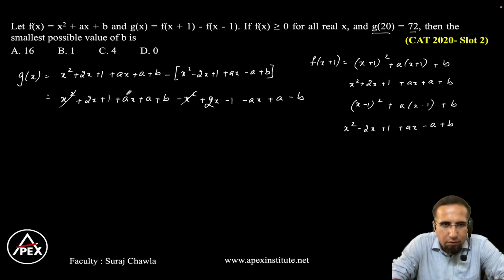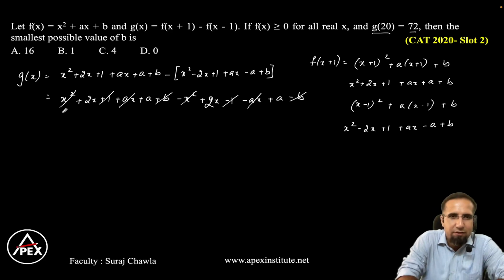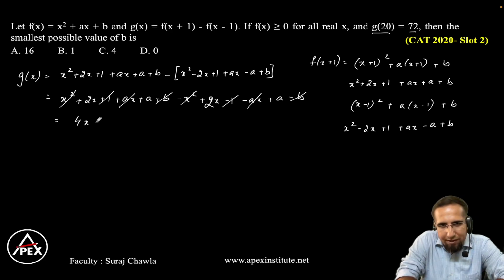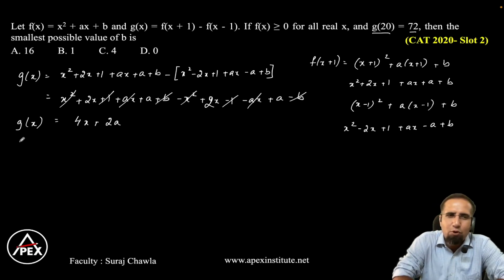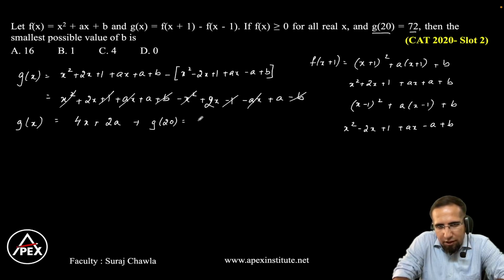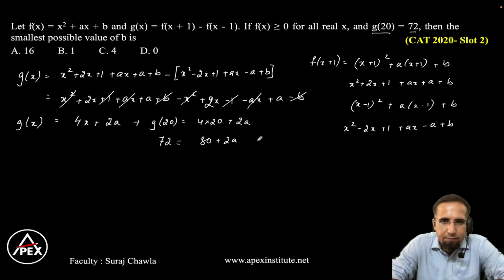My bad, yeah. So 2x and 2x are both positive, but plus 1 and minus 1 will get cancelled. Plus ax and minus ax gets cancelled. Plus b and minus b gets cancelled, which means what do we have? We have 4x plus 2a is equal to the value of g of x. Now I am told g of 20. Let's replace. So g of 20 is equal to 4 into 20 plus 2a. Now which is 72 is equal to 80 plus 2a, or we get 2a is equal to minus 8 or a is equal to minus 4.